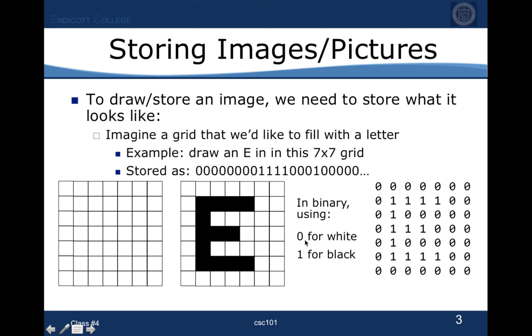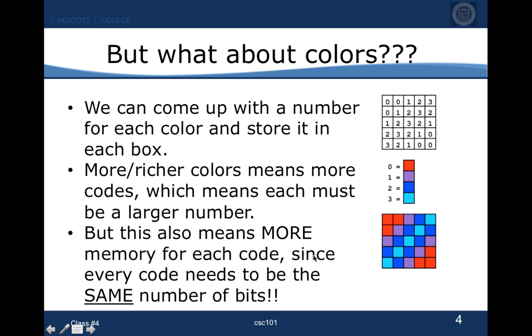I could pick red and blue instead of white and black, I suppose. But if I just have binary, we know that's just 0 and 1. I only have two choices for what each box might be. So maybe I should think a little more broadly and say, maybe I want more than just two options, black and white. Maybe I want to think about having colors as part of my system here. Well, this is pretty easy to do.